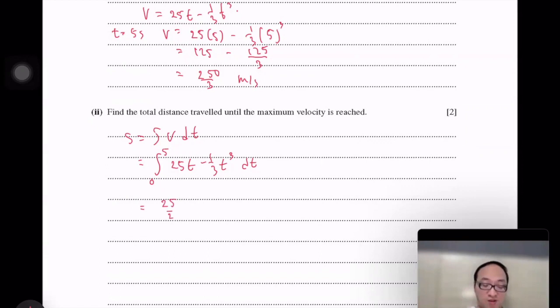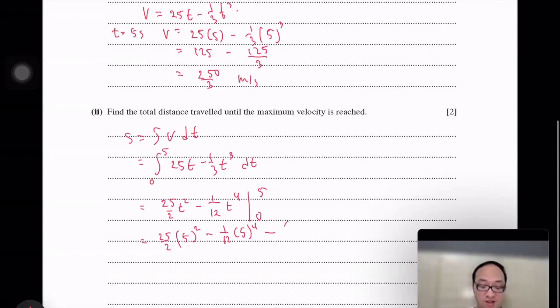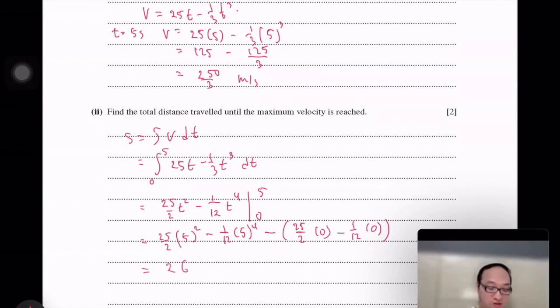So 25 over 2 t squared minus 1 over 12 t to the power of 4, we put in the limits. This equals 25 over 2 times 5 squared minus 1 over 12 times 5 to the power of 4, minus 25 over 2 times 0 minus 1 over 12 times 0. So this equals 260 meters.